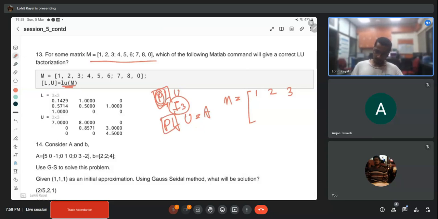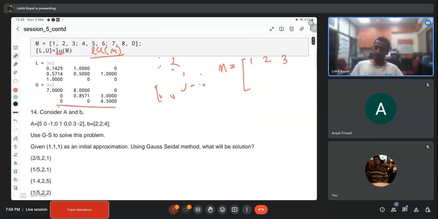So first let me show you the code with a comment for it. The command is LU, a very simple command, for the LU decomposition. LU of M will give you U and L. You can see that with this matrix U there is no problem. This is the upper triangular matrix.